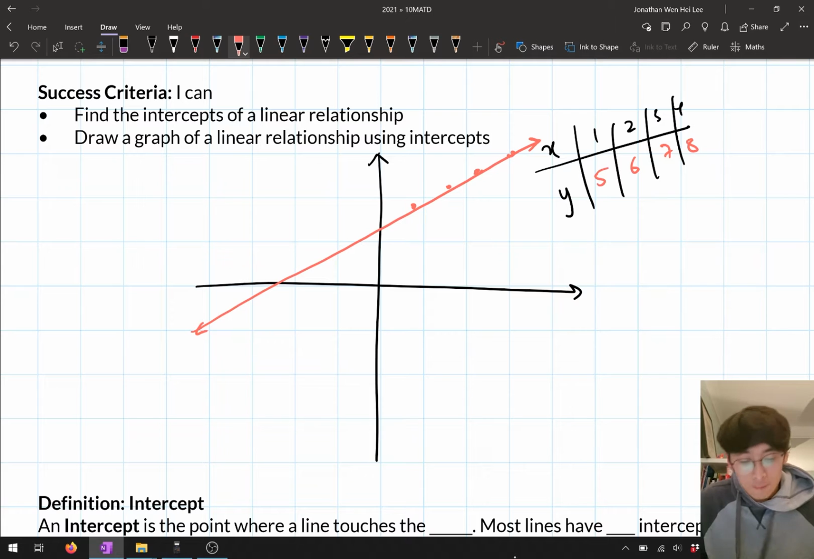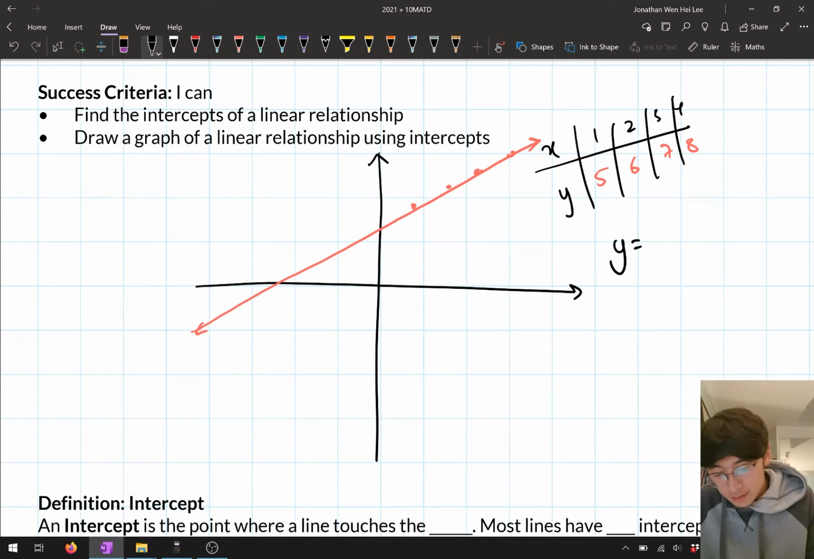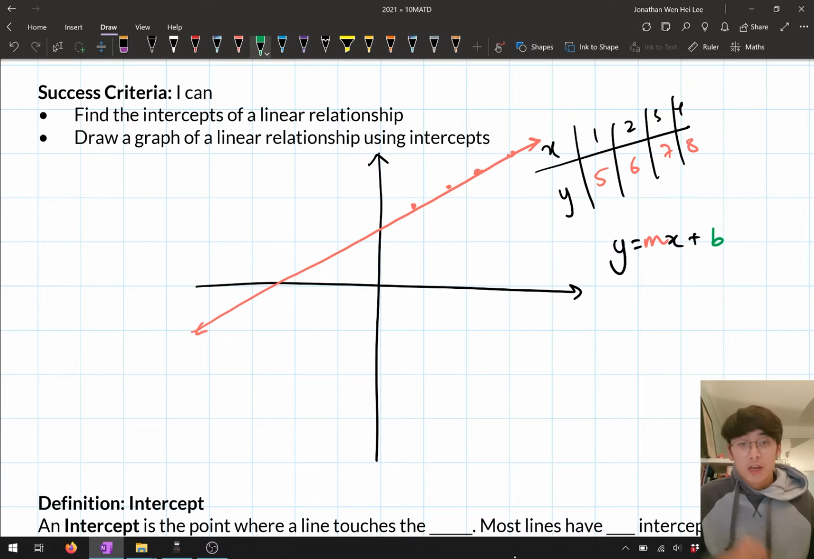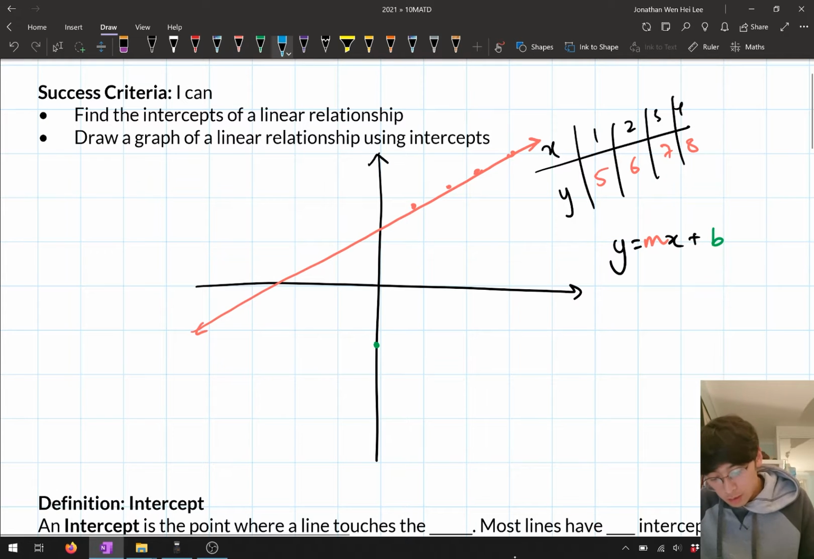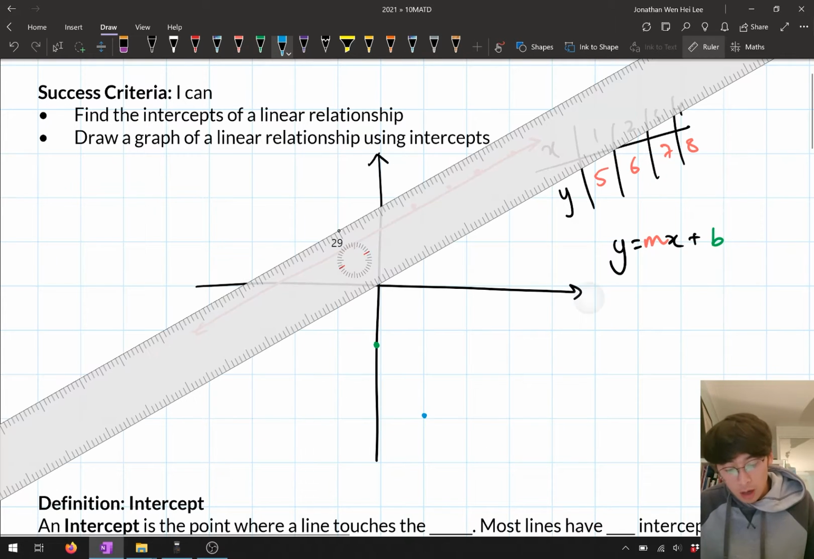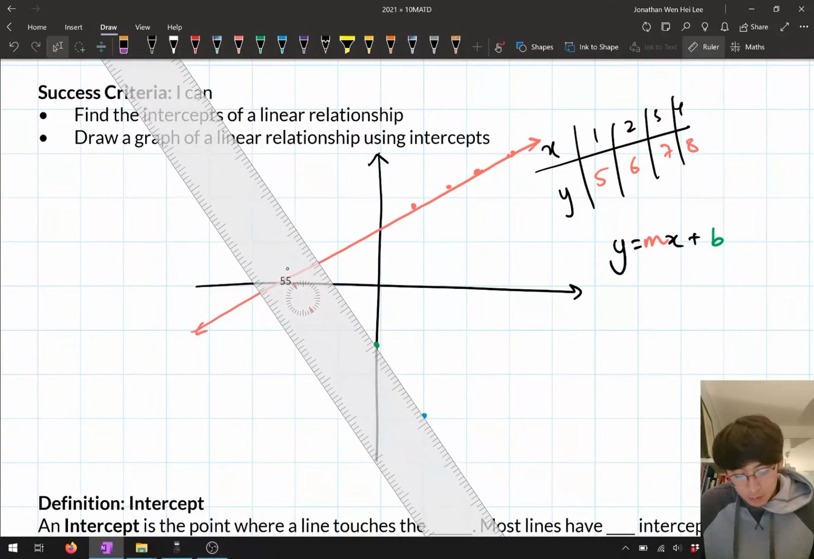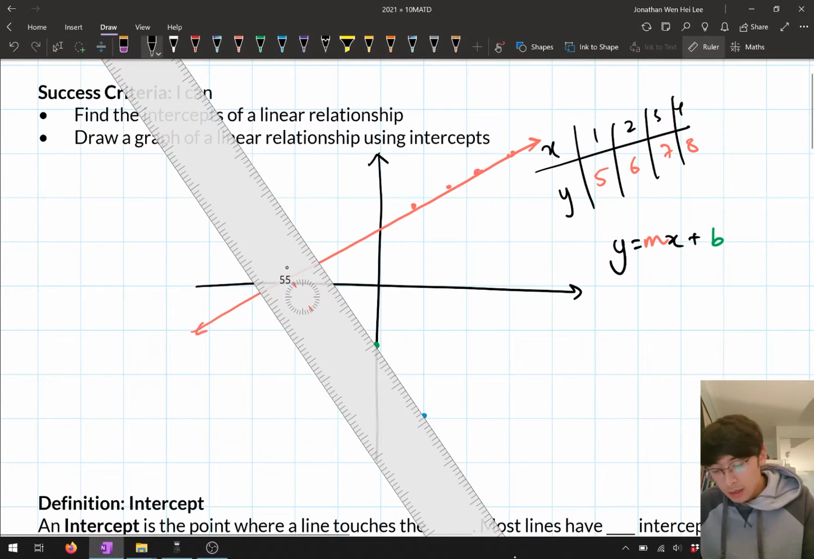We also looked at the gradient intercept form. If you remember, we had y is equal to mx plus b, and it had two pieces of information. We had the gradient, how steep the line was, which was the number m, and the y-intercept b. So we could plot b on our Cartesian plane, our y-intercept, use our gradient to find a second point, like over here, and then draw a line through it like so. And so those were the two ways that we've looked at sketching a linear relationship so far in this topic.